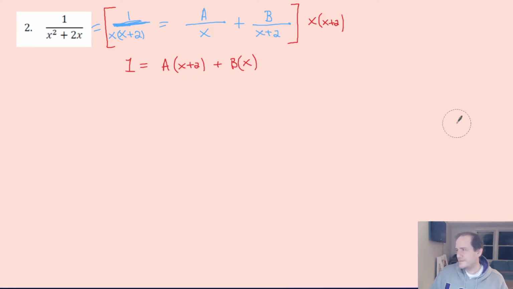And we see here that the method of let statements should work really nicely again. So we'll let x equal -2. Then this whole thing would cancel, so we would just get 1 equals b times -2. So you divide by -2 and you get -1/2 equals b.